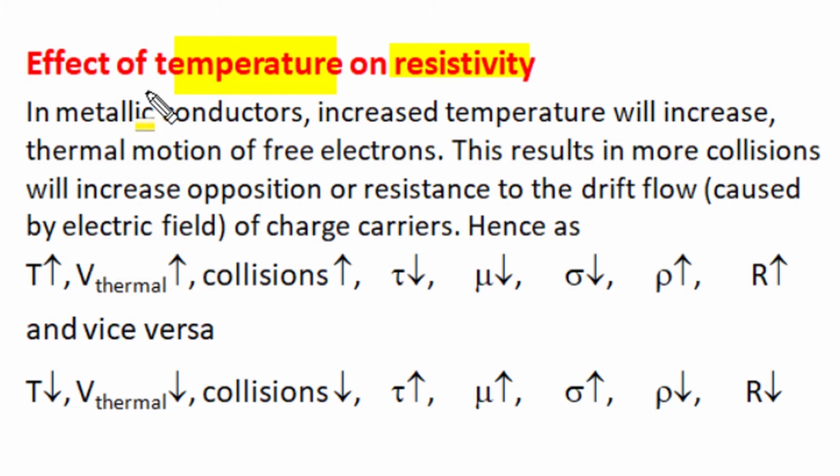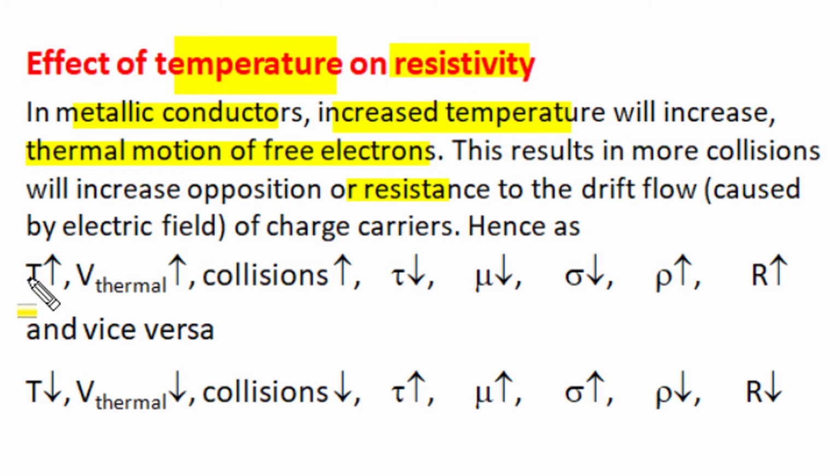Let's first study the effect of temperature on resistivity of metallic conductors. In a metallic conductor, when we increase temperature, it will increase the thermal motion of free electrons, which is random in nature, and which causes collisions among thermally moving electrons and drift moving electrons. With increased thermal motion, the number of collisions increases, and these collisions basically represent opposition of the conductor against current flow of drift moving free electrons, and increased collisions will increase resistance of the material.